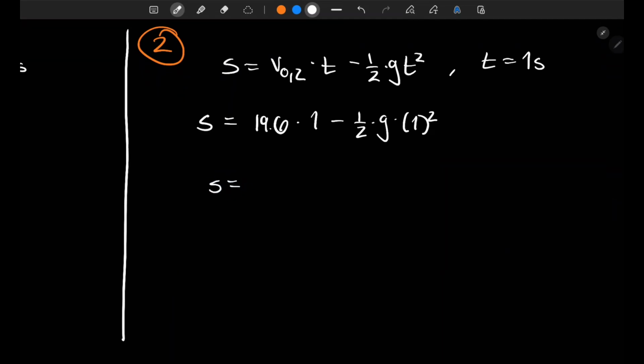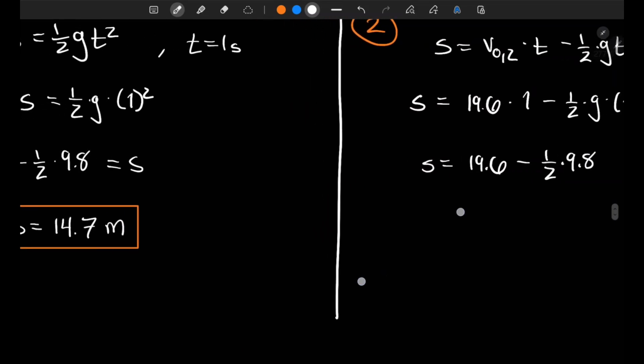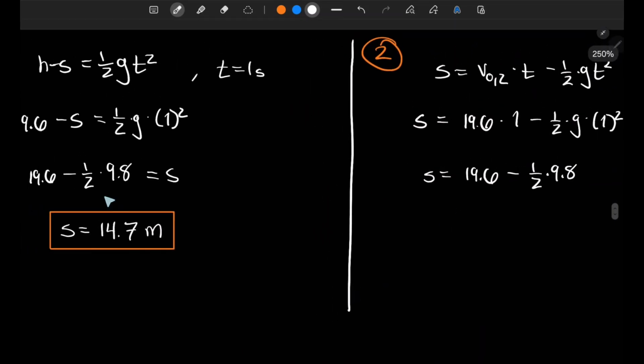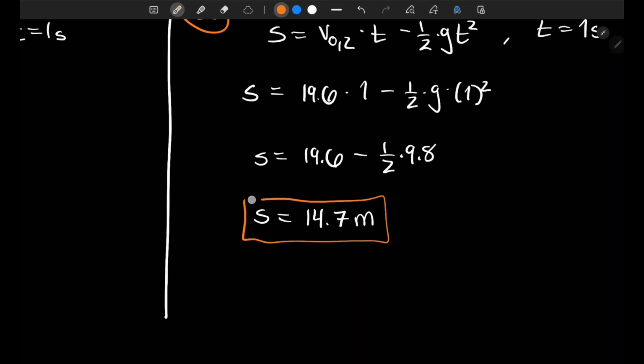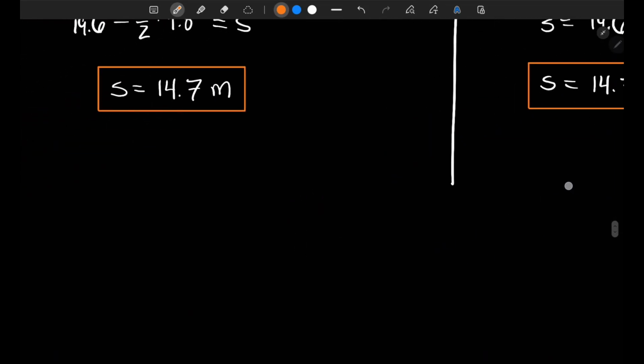Then we find that s is 19.6 times 1, so that's 19.6, minus 1/2 times 9.8 times 1 squared, which is just 1. So I'm going to leave that out here. But if we look back over here, that's the same exact expression we had for s before, right? It's 19.6 minus 1/2 of 9.8. So we get the same exact answer, which is s is equal to 14.7 meters. So we've solved this problem.